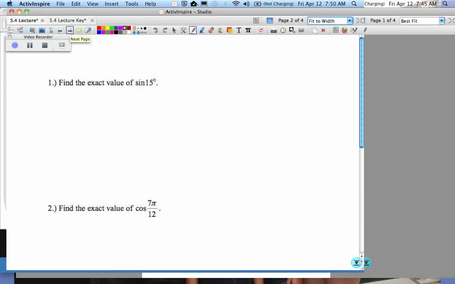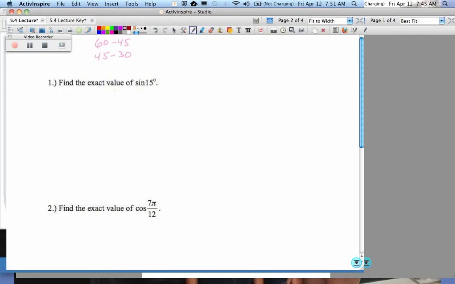So, find the exact value of the sine of 15 degrees. So what's the point of this? You look on the unit circle. Where's 15 degrees? Somewhere between 0 and 30, but it's not on the unit circle. Are there two numbers on the unit circle that I could add or subtract to get to 15 degrees? You can do 60 minus 45. You can do 45 minus 30.